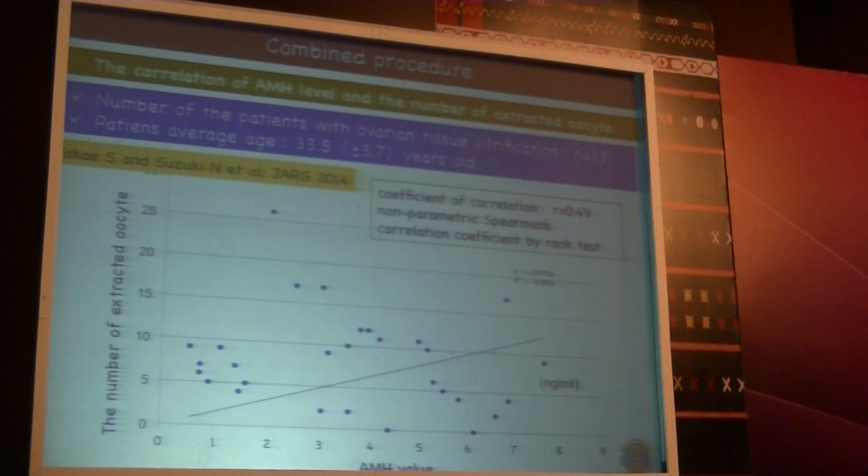This slide shows the correlation of AMH level and the number of extracted oocytes. According to our data of 33 cancer patients using the combined procedure, the number of extracted oocytes had a statistical association with the AMH level.